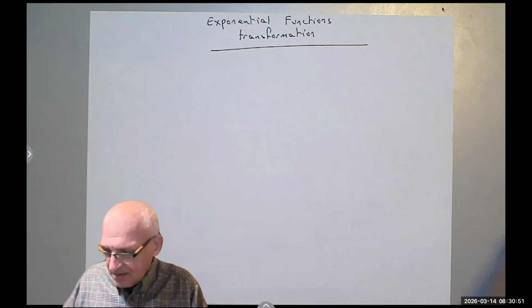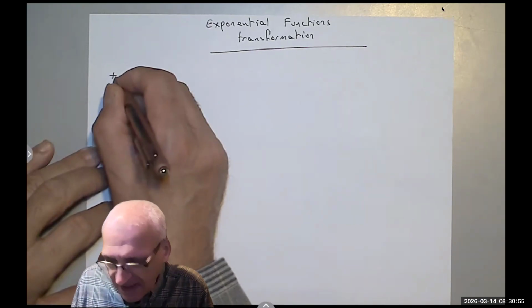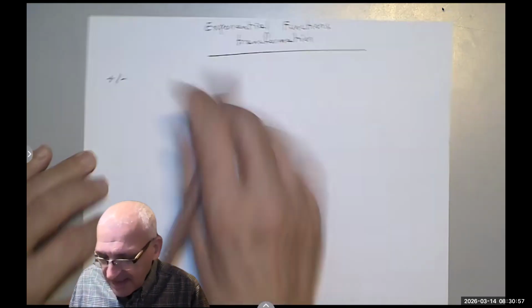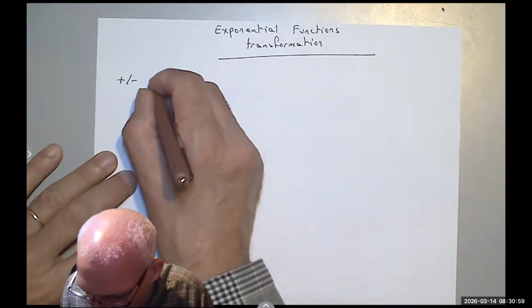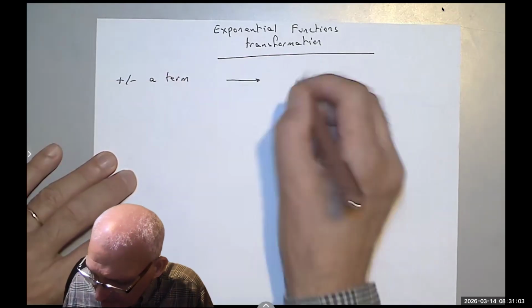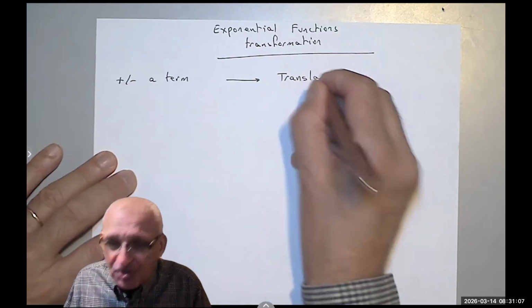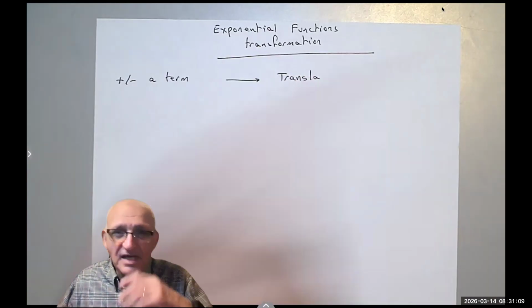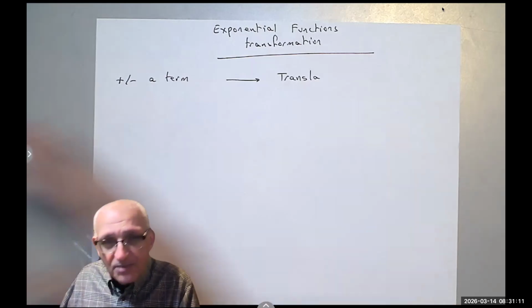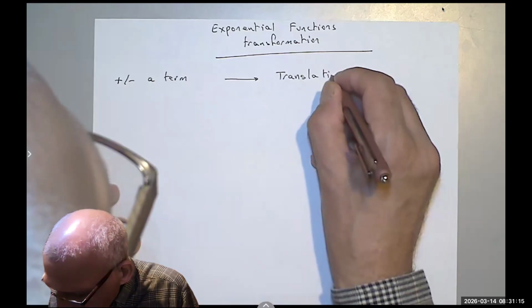You already know that if I add, or subtract, because you can add a negative value, a term that is referred to in transformation as translation, meaning you are not going to change the shape or the size of the graph. You are simply moving it right or left, up or down. That's it. So that's a translation.